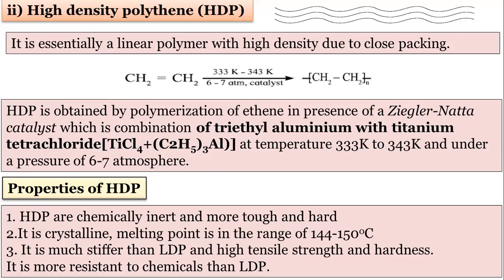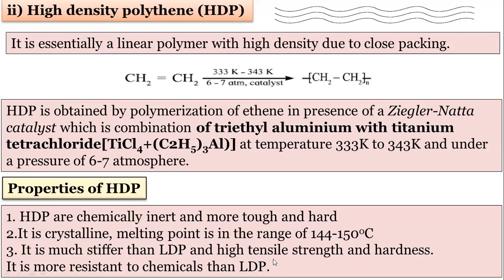So the properties of high density polythene and low density polythene are different. One property is the same: it is also chemically inert. They do not react with chemicals, and it is tougher and harder than low density polythene. The second property is that it is crystalline. The melting point is in the range between 144 and 150 degrees, which is higher than low density polythene. It is much stiffer than low density polythene and has high tensile strength. Hardness is also more, so it is more resistant to chemicals than low density polythene.